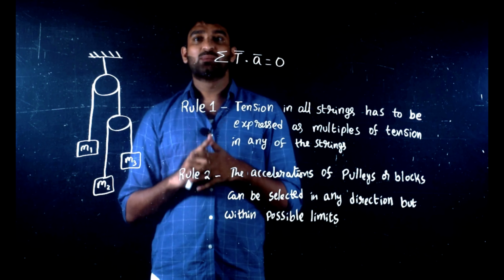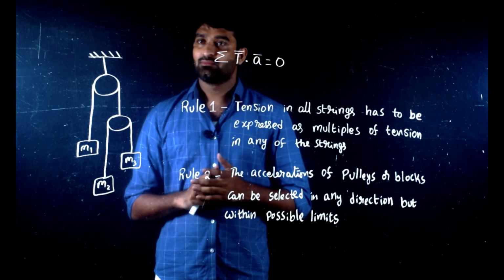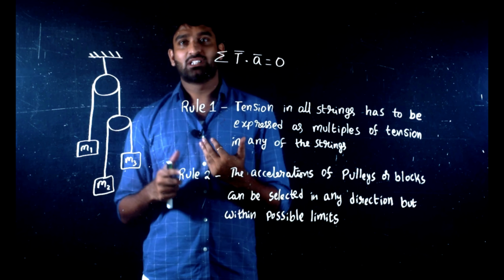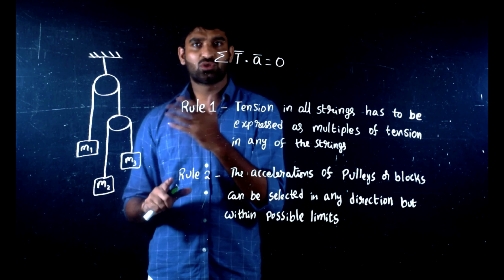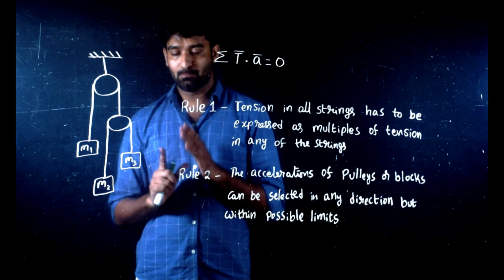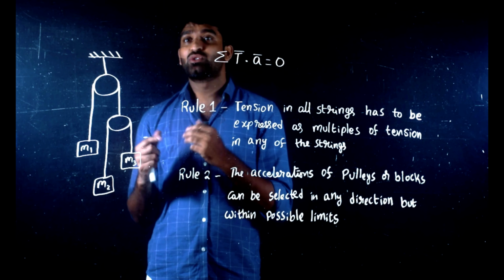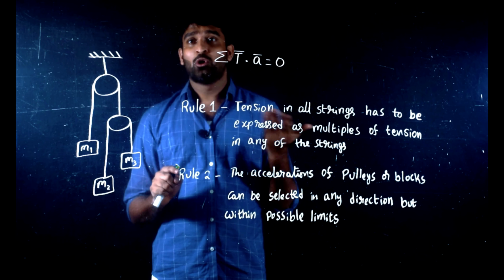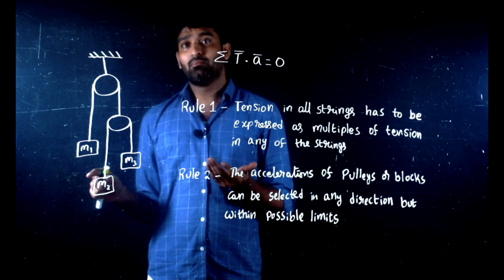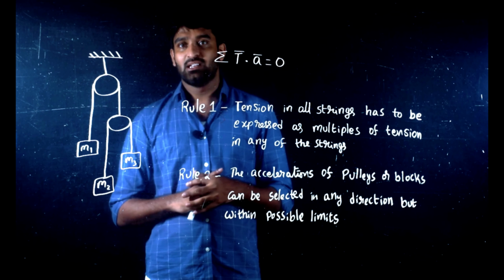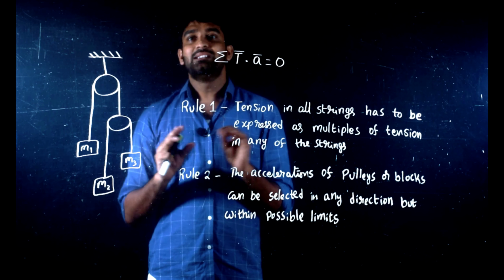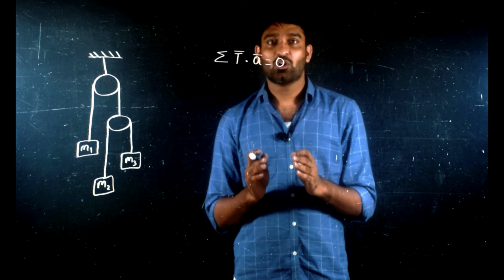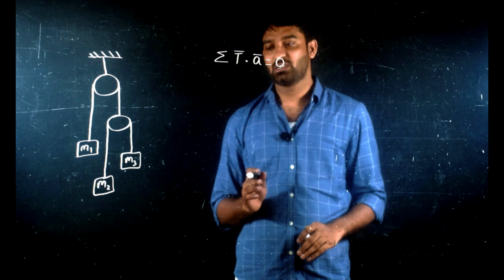Within these possible limits, you can choose any direction. You can randomly choose that it is vertically upward or vertically downward. It's your choice, arbitrarily. But you cannot choose outside the possible limits, like the acceleration of M1 being horizontal or having some inclination with the vertical. These are not allowed. Now I'll select a system of bodies for which this equation has to be applied.